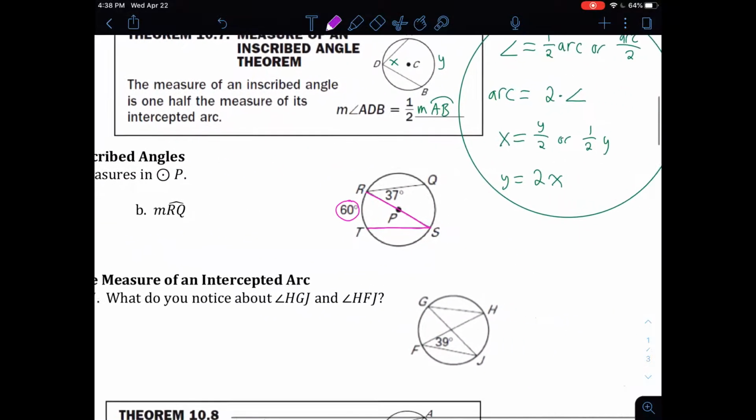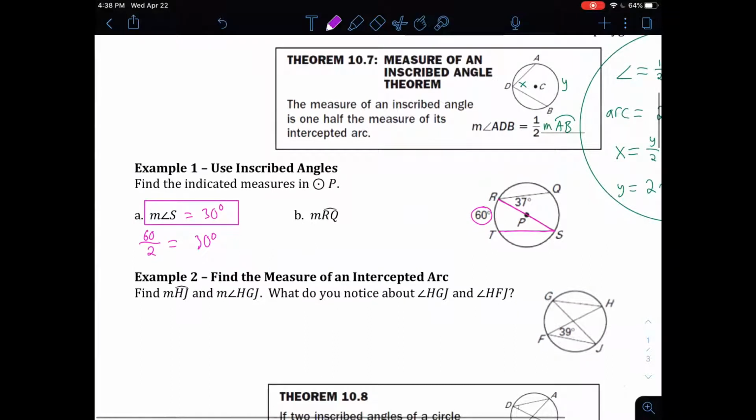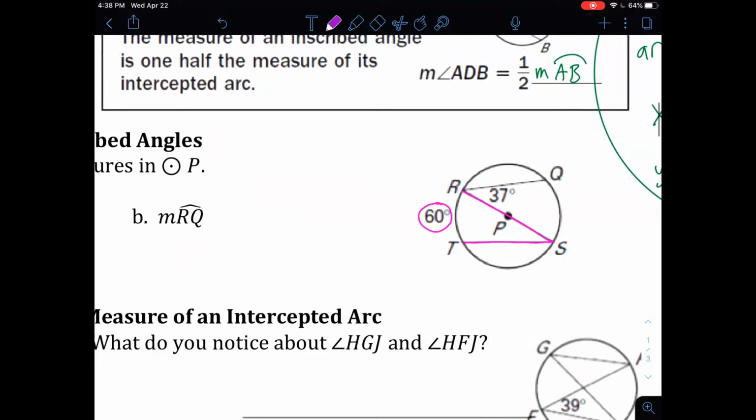So we're looking for R. Oh, this one's a little tricky, okay? We're looking for RQ, but they gave us this 37 right here, right? This 37, we're looking at this angle right here. We only have this arc that it intercepts. So what's the relationship between QS and the 37 degrees? Is QS going to be double or half of that 37 degrees? The arc, if you recall, is going to be double. This is going to be double this 37.